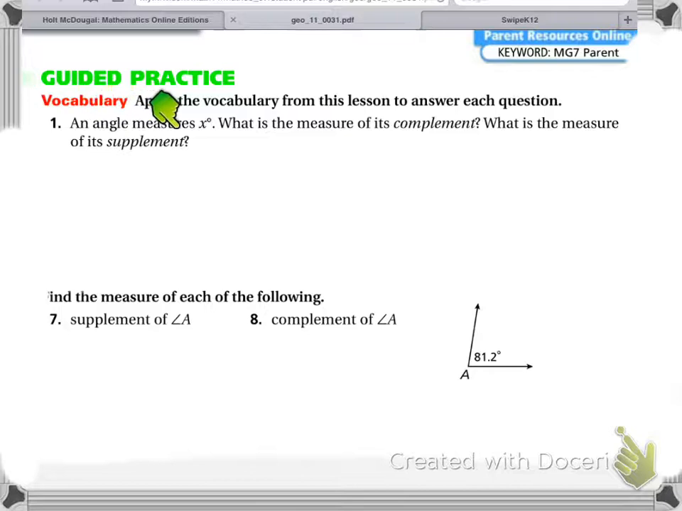An angle measures x degrees. What is the measure of its complement? What is the measure of its supplement? We have two separate questions here. Let's first focus on this one here. What is the measure of its complement? And we need to know what that word means, complement. If two angles have measures that have a sum of 90 degrees, then they are complements.